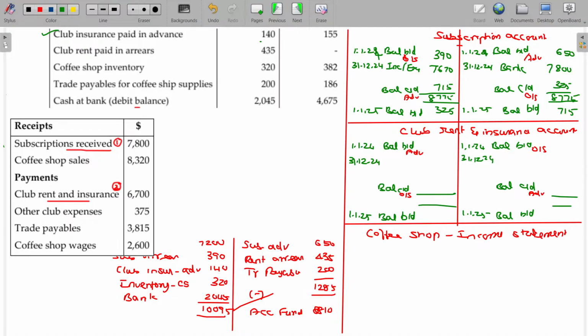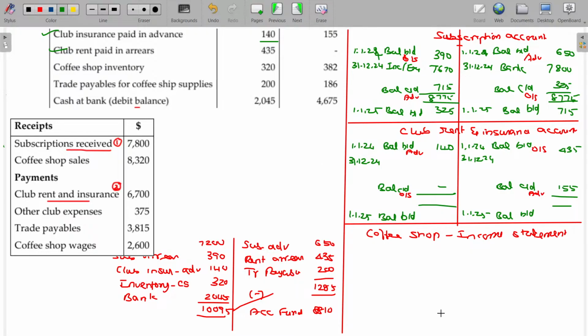Club insurance paid in advance. If you made the payment in advance, it's your asset. So I post that value here, 140 and 155. This resembles other receivables and payables, like club rent paid in arrears. So this being the outstanding, 435 should be here, and at year end we don't have any arrear.